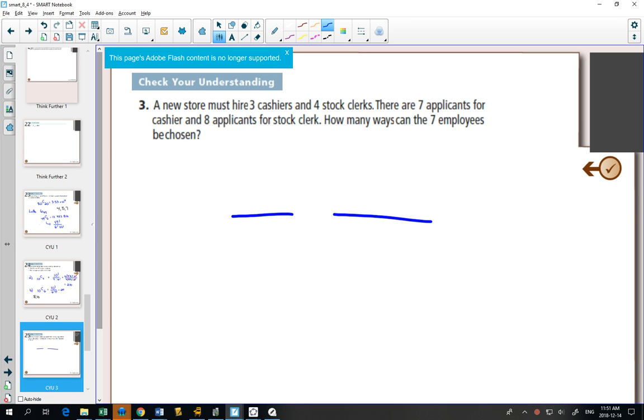You need to hire cashiers and you need to hire clerks. Now, how many choices do we have for hiring cashiers? Well, there's 7 cashiers and we have to hire 3. The order wouldn't matter. So the number of choices for cashiers would be 7 choose 3. The number of choices for clerks would be 8 choose 4.